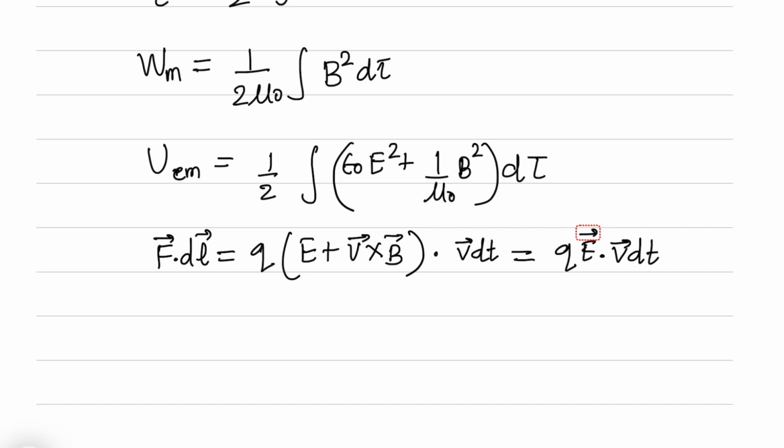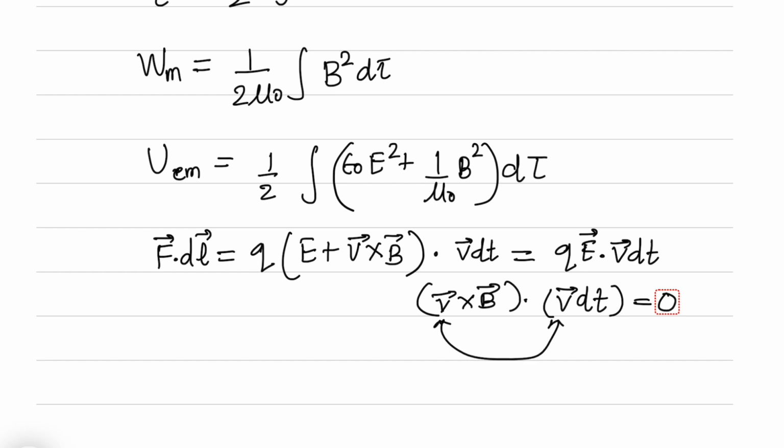The term V cross B dotted with V dt will be equal to 0, because V cross B is a vector perpendicular to V, and V is perpendicular to that vector. So this vector dotted with V gives cos of 90, and cos of 90 is 0. That's why it is equal to 0.